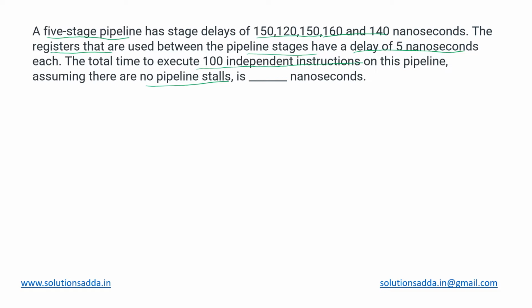So first of all, let us note down what all values we have been given. It is a 5-stage processor, so we denote that by K equal to 5. The number of processes to be executed is 100, so we write N equal to 100. And now the total delay has to be calculated for the stages. We are having 5 stages. Each of them is having different execution time given.